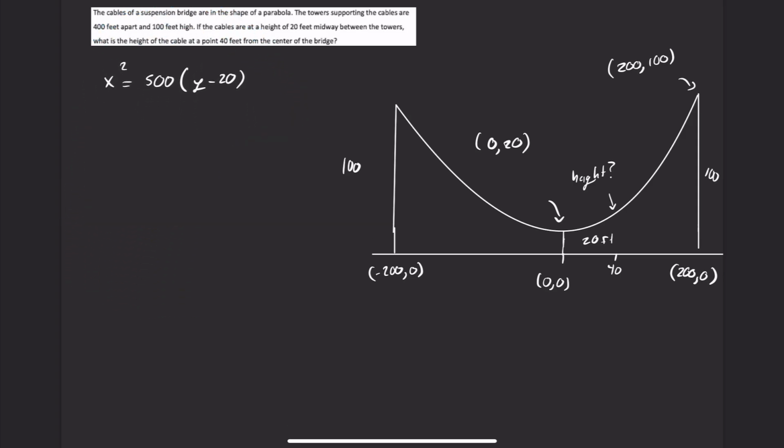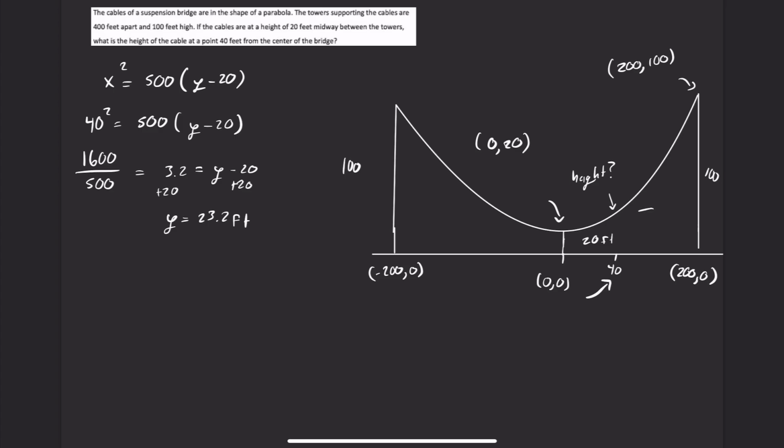Now with this equation, we can find what the problem was asking, which is the height at a distance 40 from the center. So plugging in 40 to our equation and solving for y. 40 squared is 1600, divided by 500, we'll have 3.2, and now this is equal to y minus 20. We add 20 to each side, and we'll have our y value as 23.2 feet. So at a distance of 40 feet, our height will be 23.2 feet. And we're done.